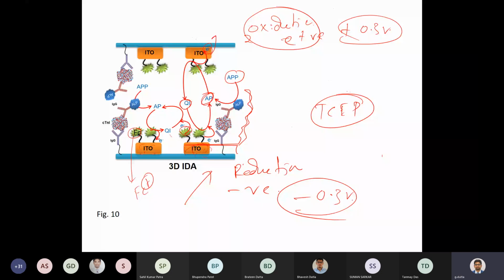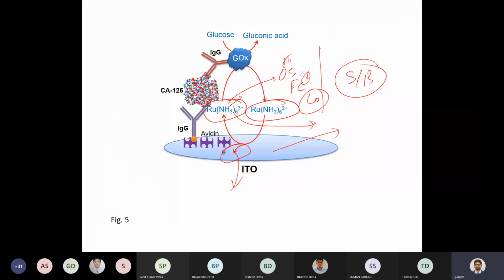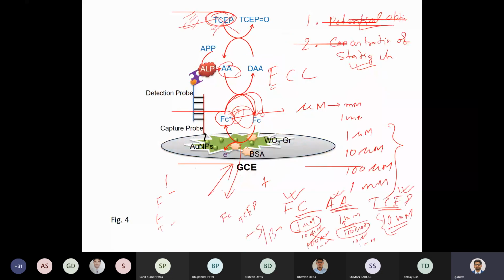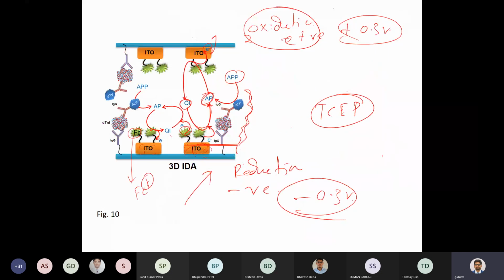So there is no need to use this kind of T shape. You can apply some negative potential. If you want to apply some negative potential, you can design some electrode where you can apply it, and that will help reduce quinonimine to aminophenol. That can help. Clear, guys, or should I repeat?